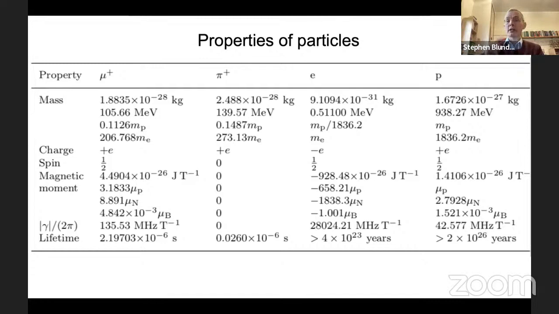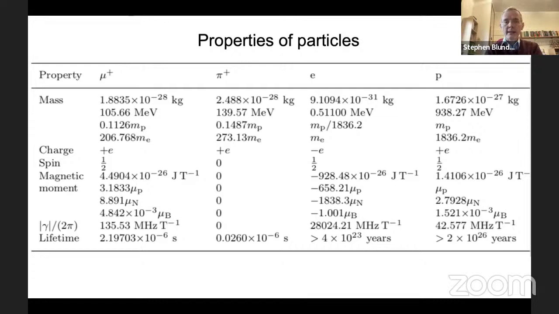Now, this number for the proton, 42.5 megahertz per Tesla, is of course very important in proton NMR. If you apply one Tesla, the protons will all precess at 42.577 megahertz, plus or minus a bit depending on chemical shifts, but something of that order. For the electrons, it's much higher. It's in the gigahertz per Tesla, 28 gigahertz per Tesla. The muon, again, is closer to the proton, 135 megahertz per Tesla. The crucial thing about that number, though, is that it is a known constant. So this is something we can rely on.